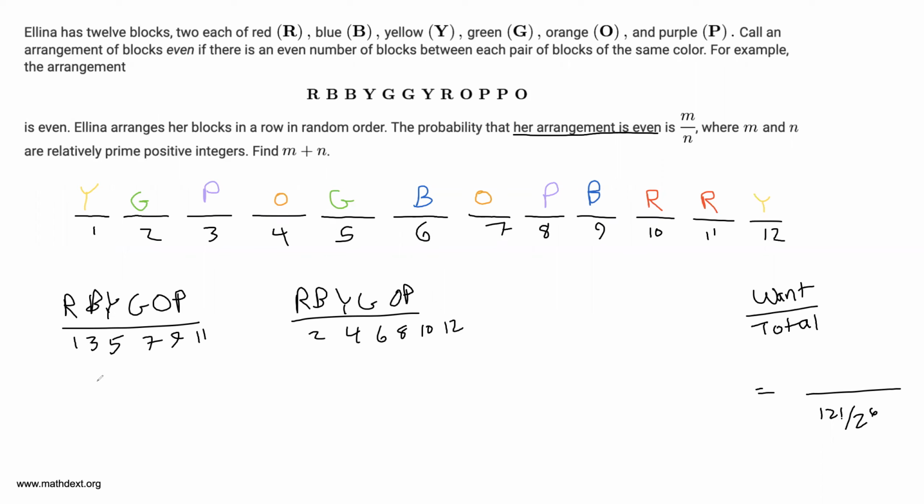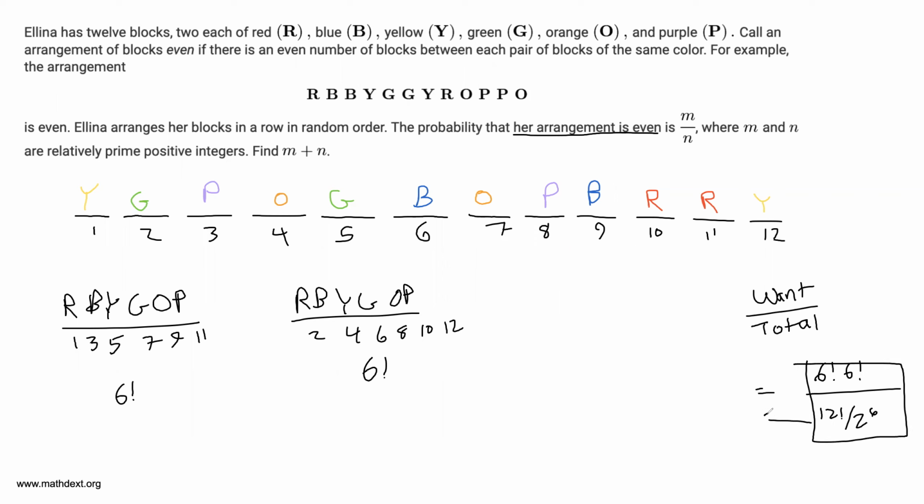And how many ways are there to arrange these 6? 6 factorial. How many ways are there to arrange these 6? 6 factorial. So what we want is 6 factorial times 6 factorial. And this is our answer. All we have to do is simplify it.